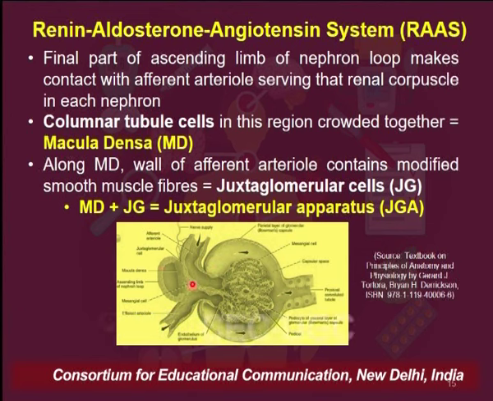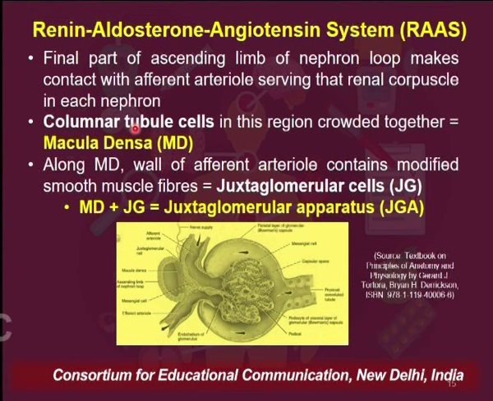So there is a very close association between the cells of the ascending limb of the nephron and those of the efferent arteriole. Here the columnar tubular cells become very crowded, and these are thus referred to as macula densa cells. Now along with the macula densa cells, there are certain cells which become modified in the walls of the efferent arteriole. They become modified smooth muscle fibers and are referred to as juxtaglomerular cells. Juxta meaning closer to the glomerular region.